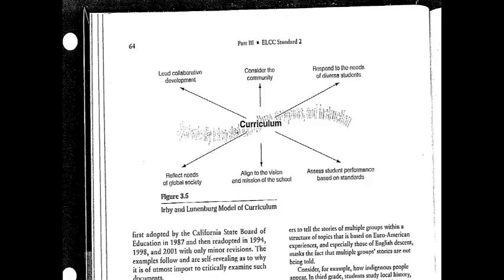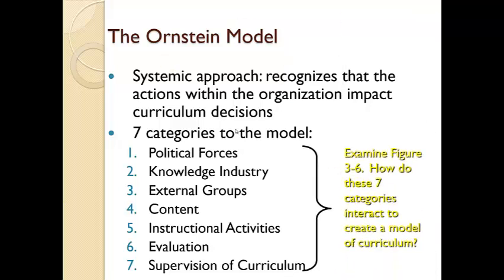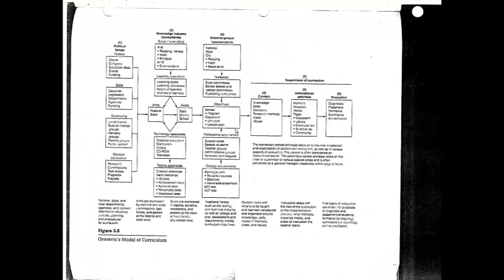Another modern example would be the Ornstein model. And within this, there are 7 categories to this model: the political forces, the knowledge industry, the external groups, the content, the instructional activities, evaluation, and supervision. So let's look at this model. We're starting to get much more broad. The political forces, these are at the different levels that go into this box here, and all this is shaped by the knowledge industry.